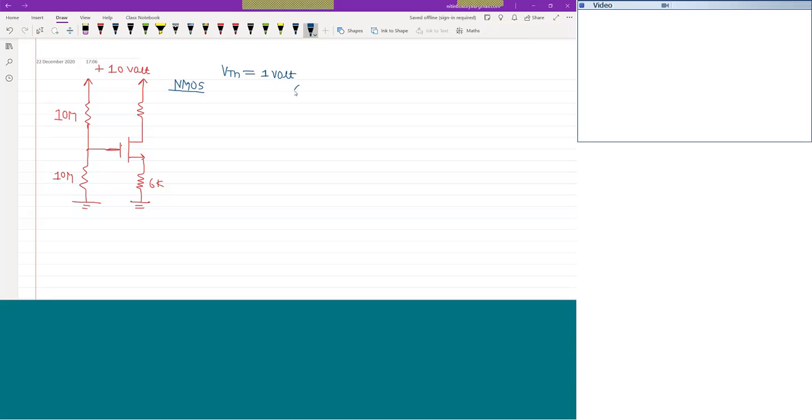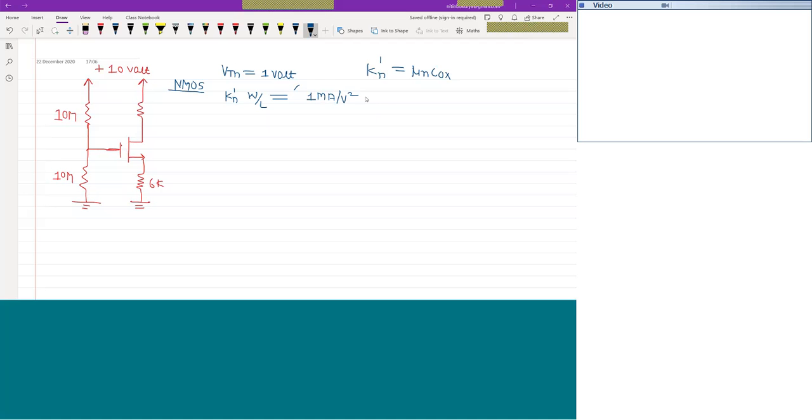1 volt. Well, what else is given? That Kn dash into W by L. What is Kn dash? It is mu n into COX. This value है ना, Kn dash is given by process conductance parameter, which is mu n into COX. वो direct दे दिया है कितना? Into W by L. It is given as 1 milliampere per volt square. ठीक है?